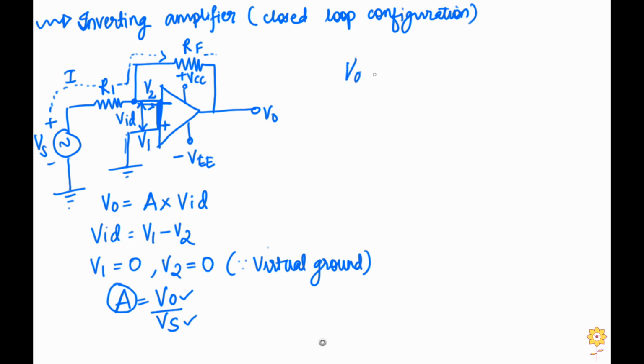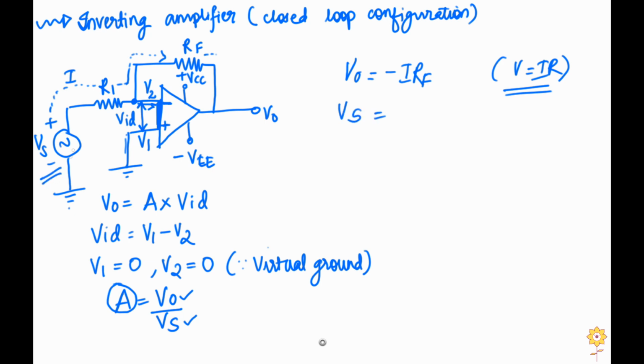Now VO is equal to minus I into RF, because we can see that the current direction is opposite, hence this minus sign exists, and I is flowing through RF. So voltage VO is present across this path where RF exists, hence VO is equal to minus I into RF. Now we got this from this equation, which is Ohm's law. Now we got VO.